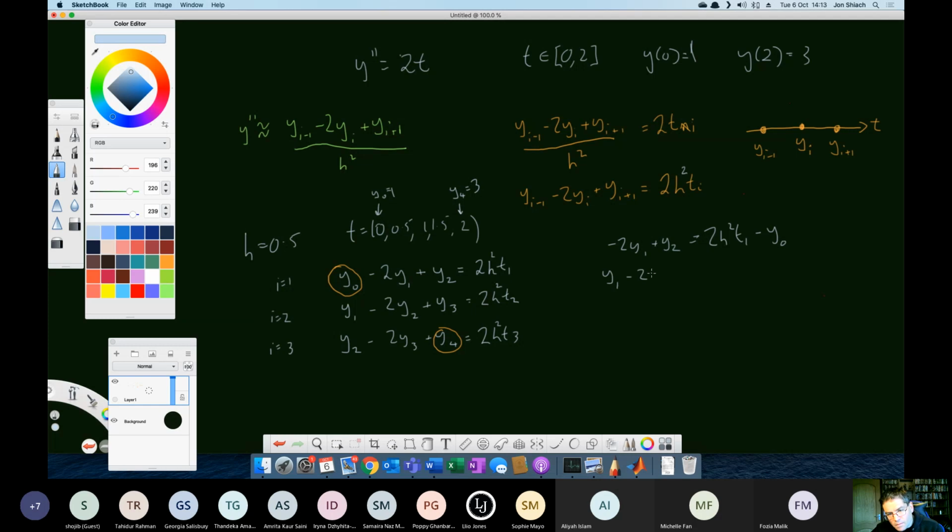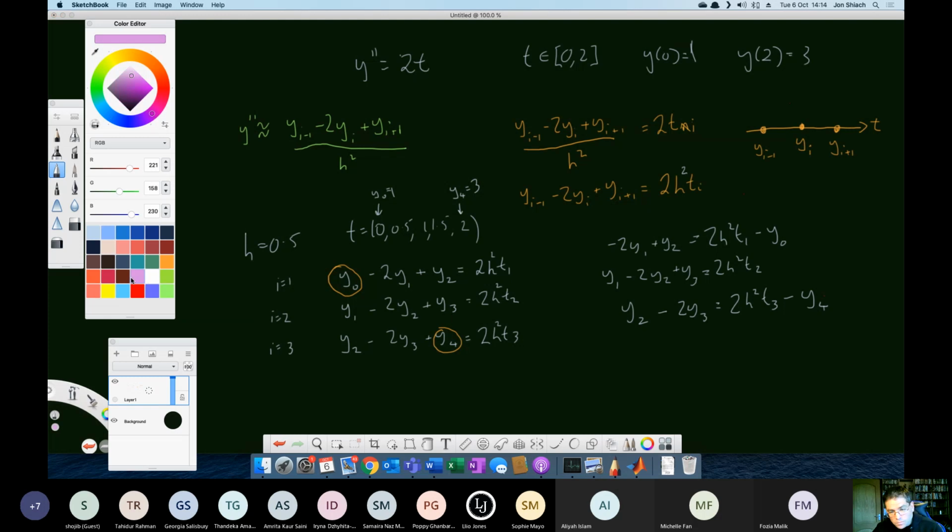The second one is just the same, so let's see, 2h squared t2. And the third one, got minus 2y3. Sorry, getting carried away there. It's y2 minus 2y3, but I'm going to subtract y4 from both sides. So we get 2h squared t3 minus y4. Okay, so just going to move that out of the way a bit.